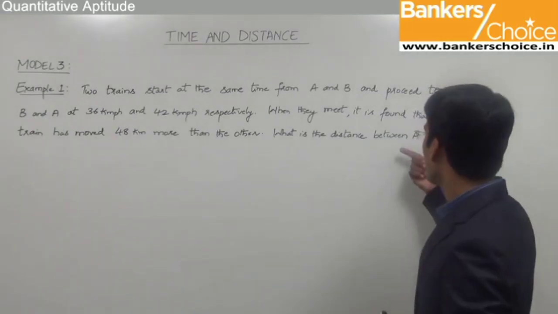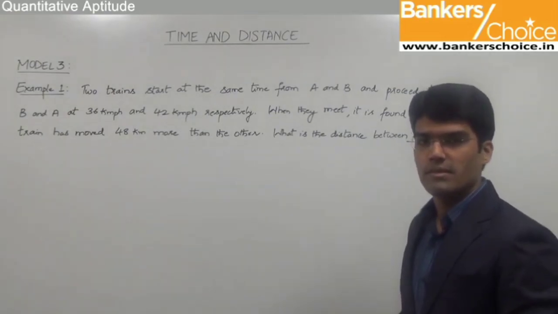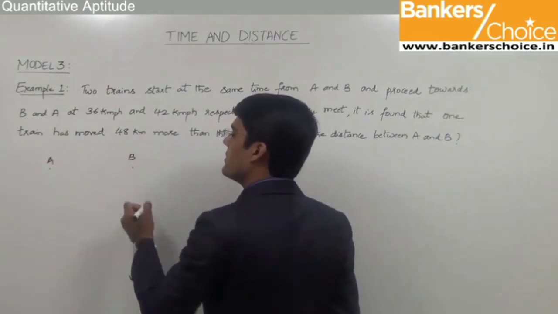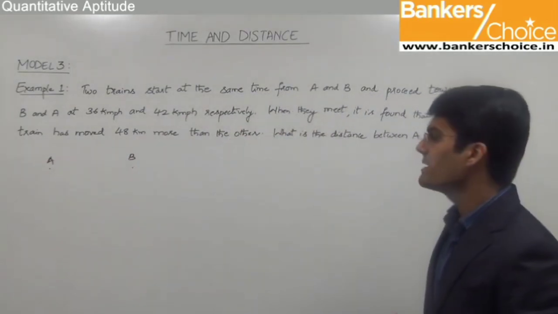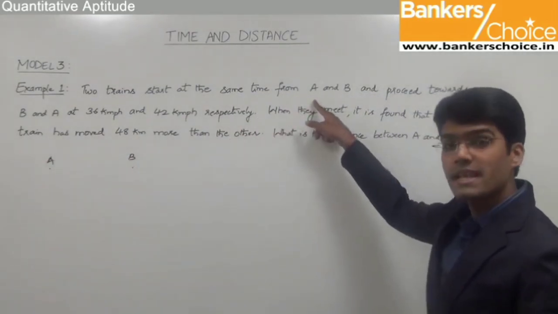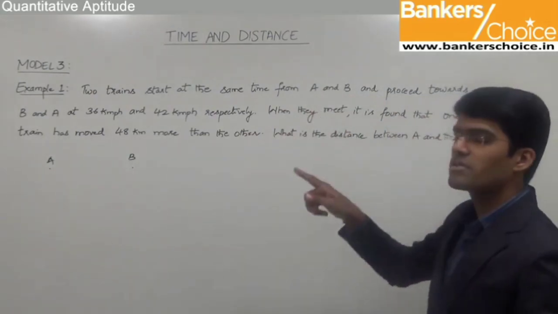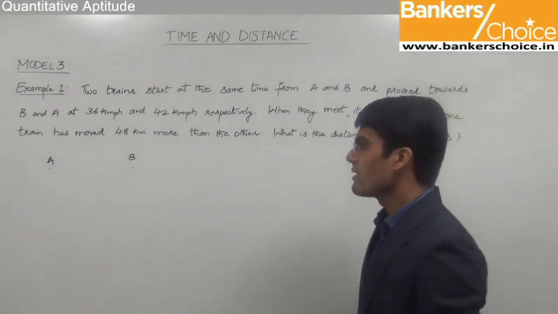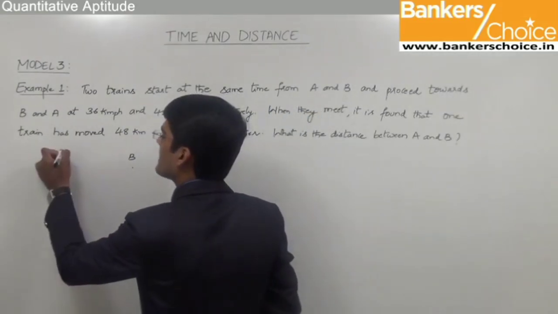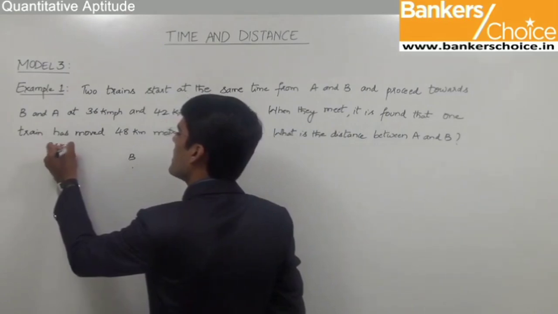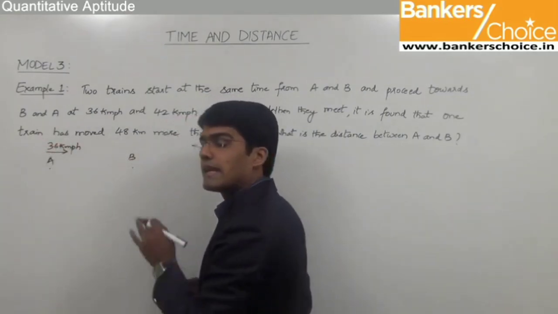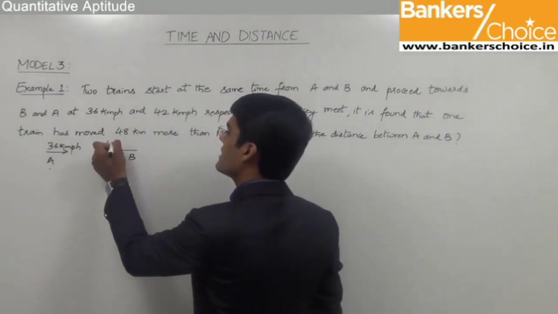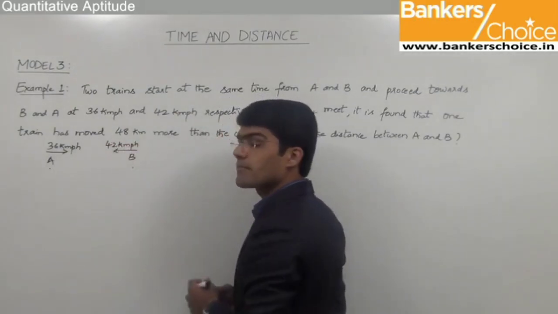So here we are supposed to find out the distance between the 2 points A and B. As given in the question, there are 2 points, point A and point B, or we can say there are two stations, station A and station B. Two trains start at the same time from these two stations and proceed towards each other at 36 and 42 kilometers per hour respectively. For example, one train starts at 36 kilometers per hour from station A and moves towards station B. At the same time, the other train starts from station B and moves towards station A at the speed of 42 kilometers per hour.